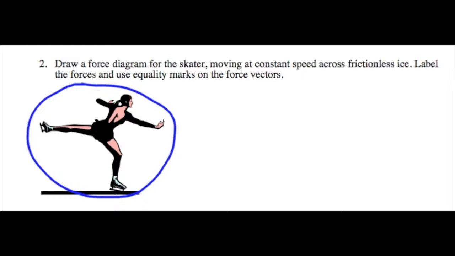So it says here that the skater is moving at constant speed across frictionless ice. So when it's moving at constant speed, we know that acceleration is 0 because the velocity isn't changing. And since force equals mass times acceleration, and acceleration is 0, we know that the force itself is also 0. So the net force on the skater right now is 0. However, that doesn't mean that there aren't any forces acting on the skater.